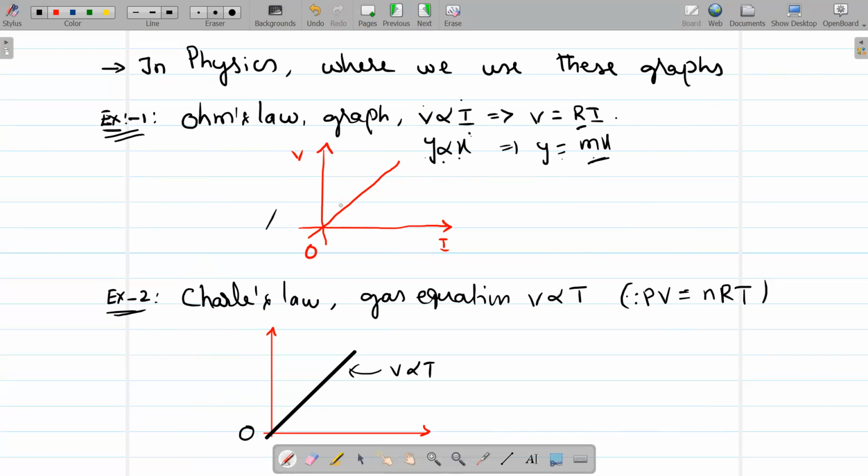And also, you come across this in gas equations, in chemistry also. The ideal gas equation is PV is equal to nRT. Charles's law says that at constant pressure, as n and R are constant, volume is directly proportional to temperature. It is in the form of y proportional to x. So the related graph: V is volume, T is absolute temperature. The graph with the volume axis and temperature axis will be a straight line as shown in the figure. Is that clear, everyone?